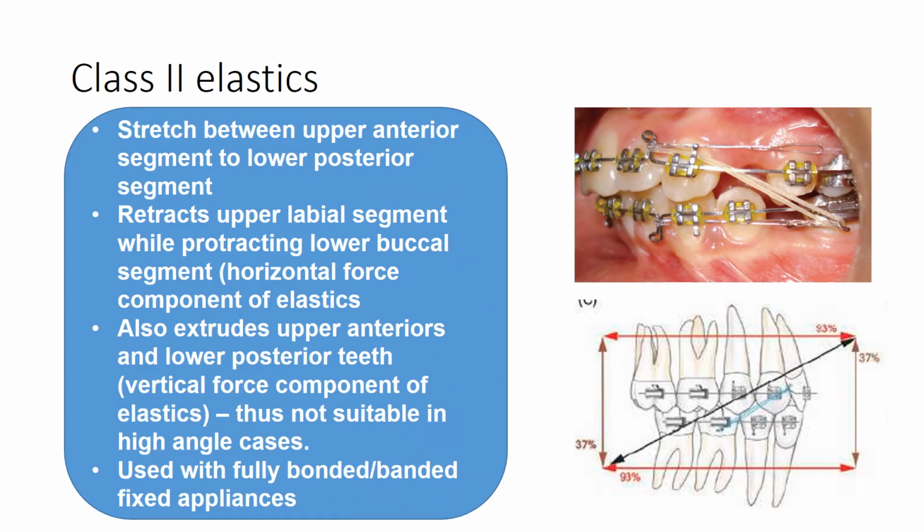jumper. Now class 2 elastics are utilized especially when camouflage treatment is undertaken together with extraction, and class 2 elastics are usually stretched between the upper anterior segment and the lower posterior segment. Now the effect of class 2 elastics is to retract the upper labial segment while protracting the lower buccal segment. Okay, this comes from the horizontal force component of the elastics.